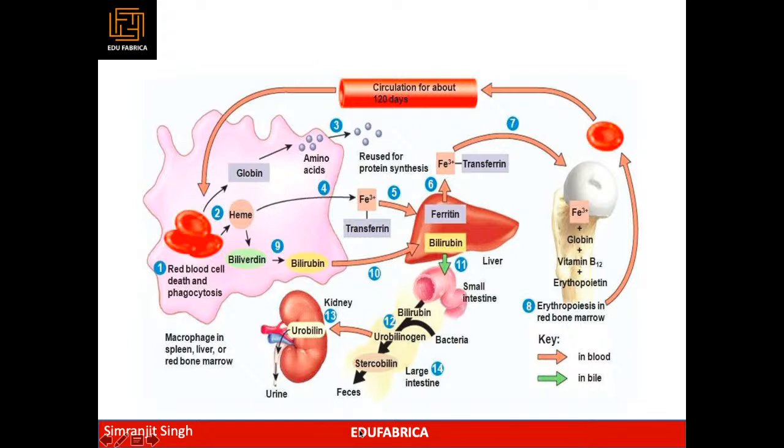So all these cycles are working in our human body because of RBCs. Basically, RBC is the main reason for this. Everything is connected around the RBC and the heme group. And further, your liver, red bone marrow, kidney, small intestine, and large intestine are playing a role.